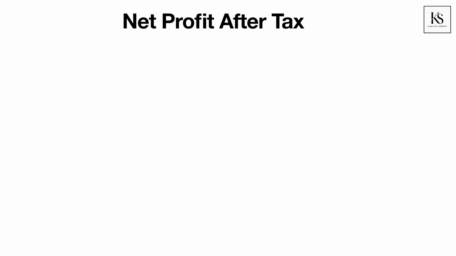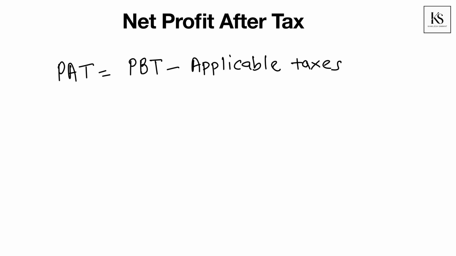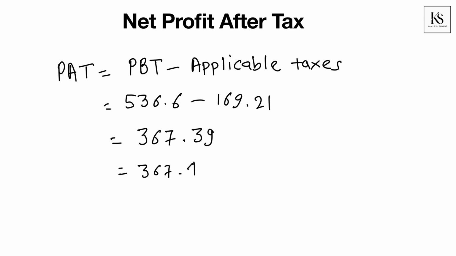Net profit after tax. The net operating profit after tax is defined as the company's operating profit after deducting its tax liability. We are now looking into the last part of the P&L statement, which is the profit after tax. This is also called the bottom line of the P&L statement. As you can see from the snapshot above, to arrive at the profit after tax, we need to deduct all applicable tax expenses from the PBT.